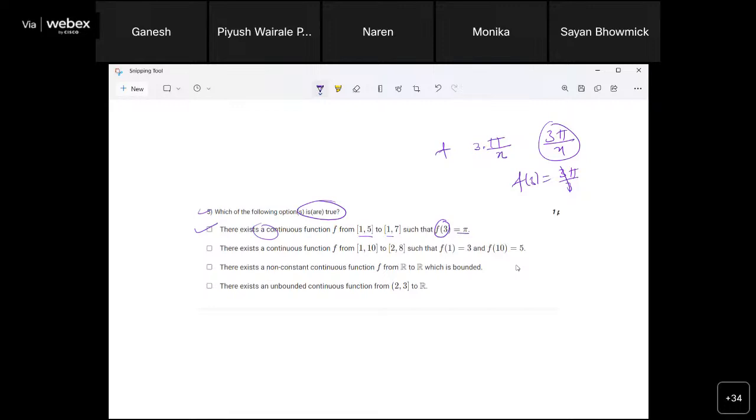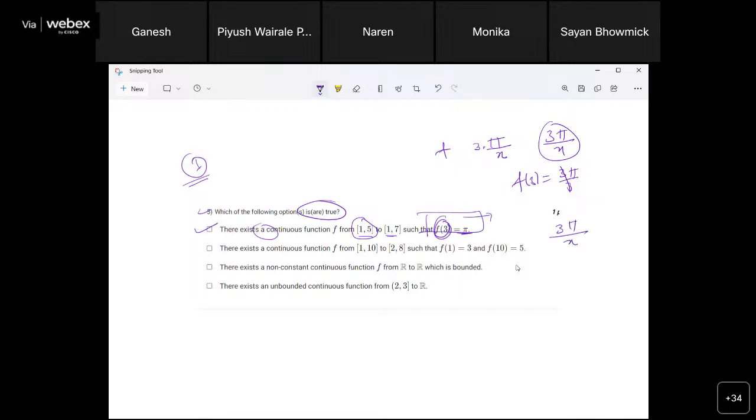We are talking about there exists a continuous function. It can be any function. It can be either one function or multiple functions, but there exists one function such that our domain is 1 to 5 and range is 1 to 7, such that f of 3 equals pi. So simply you can derive this.